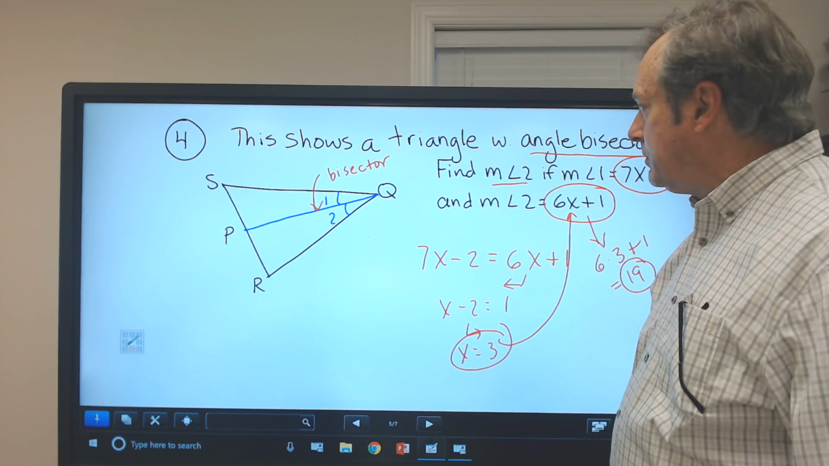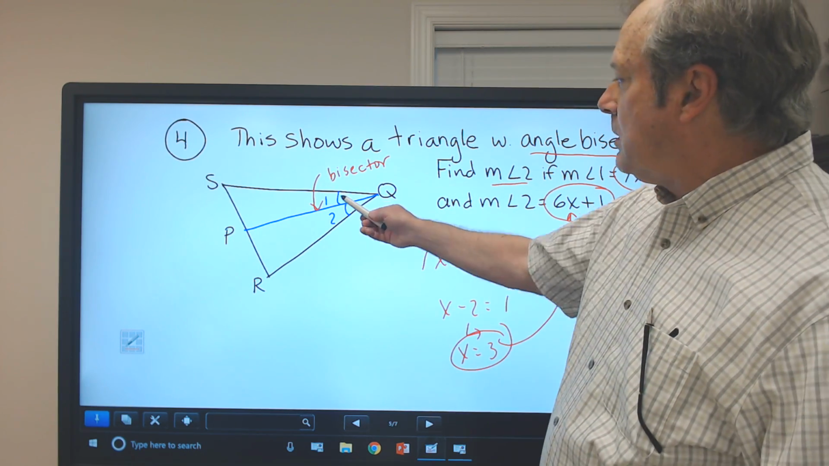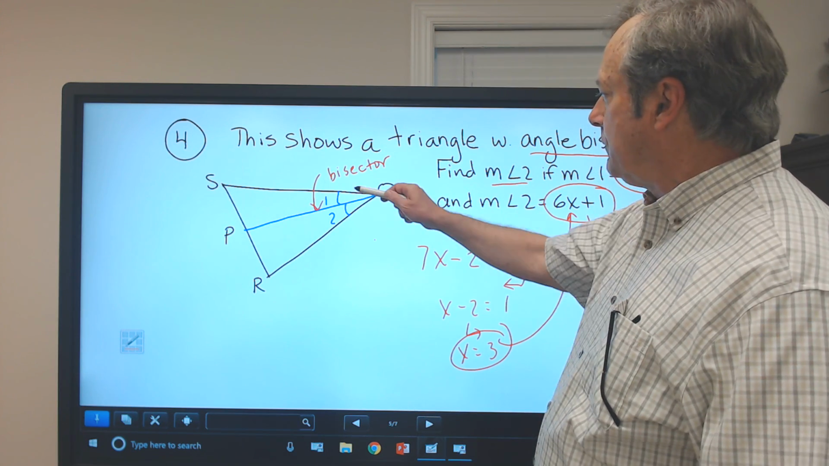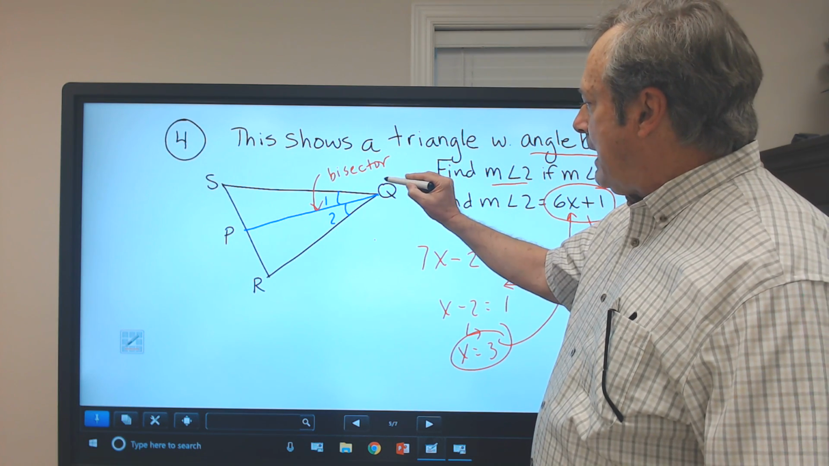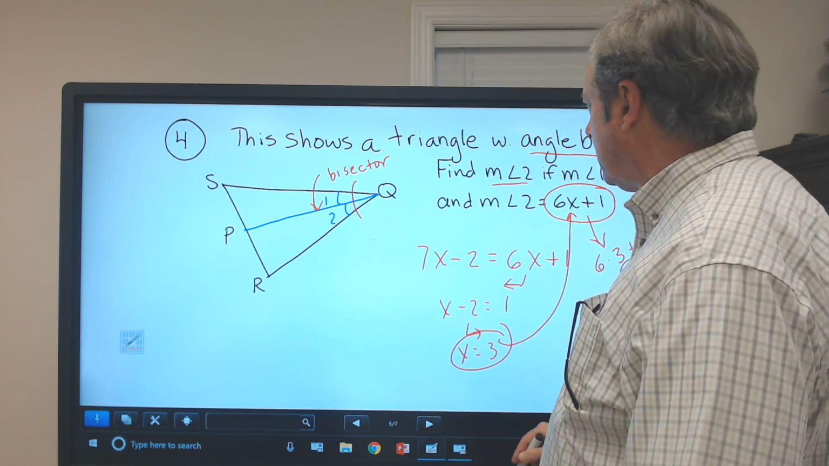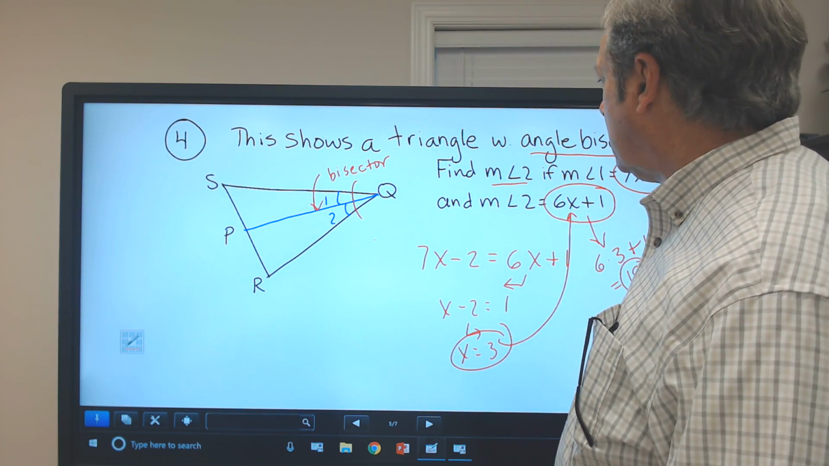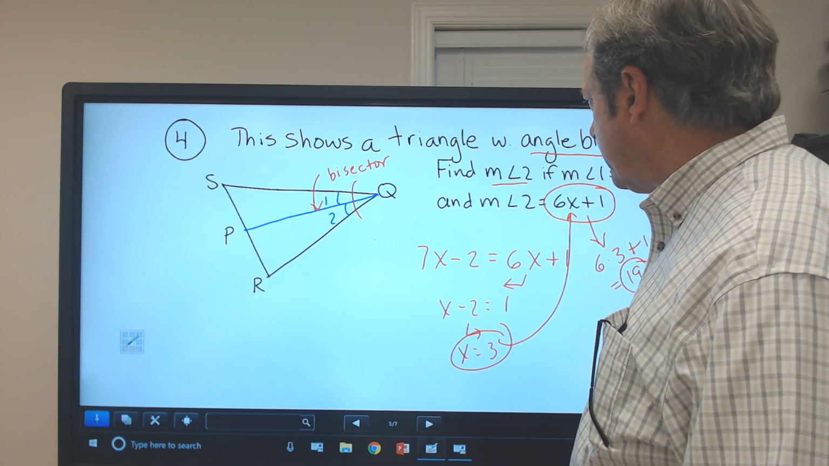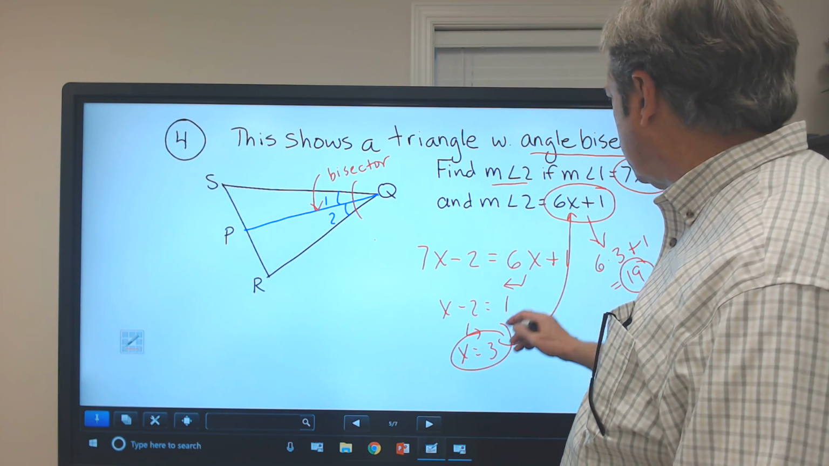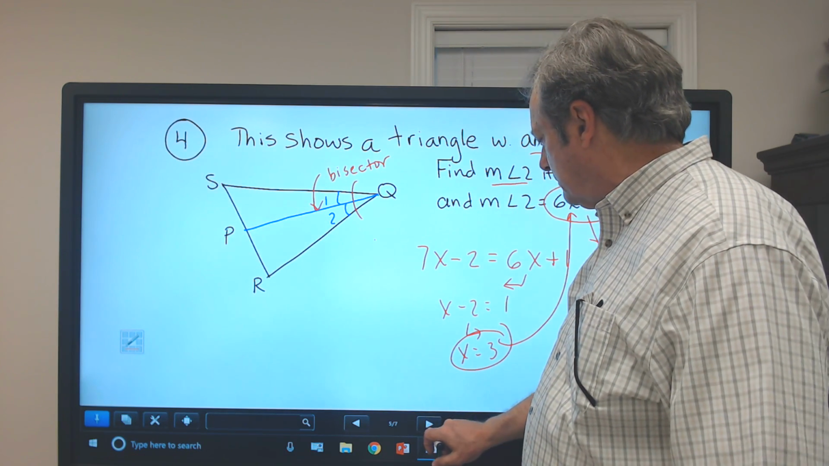So if we wanted to, then we would know that angle 1 also has to be 19. And if they wanted what angle Q is, the whole thing, we would add 19 plus 19, and we would get 38. But in this case, they just wanted the measure of angle 2. So you solve for x and plugged it in.